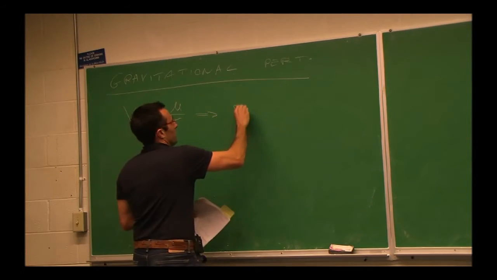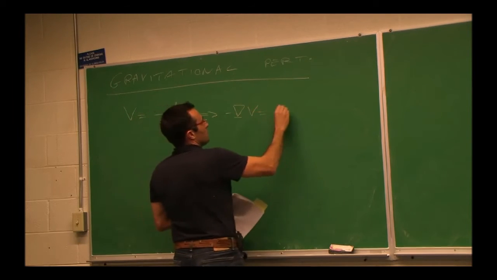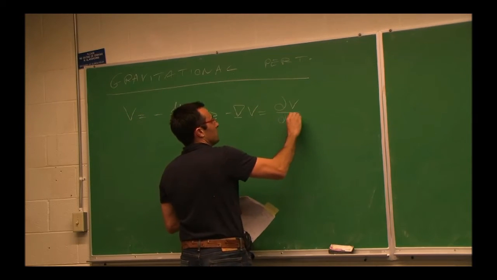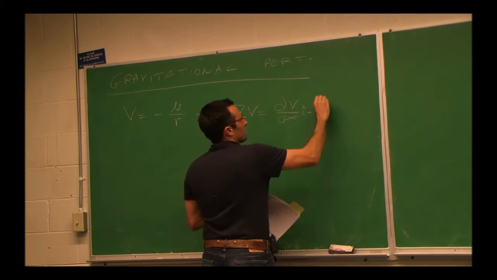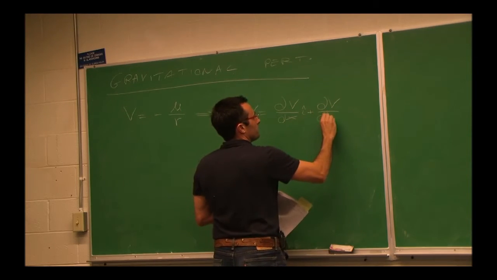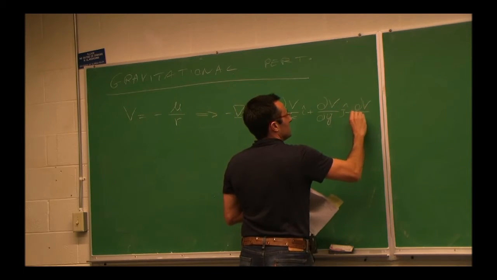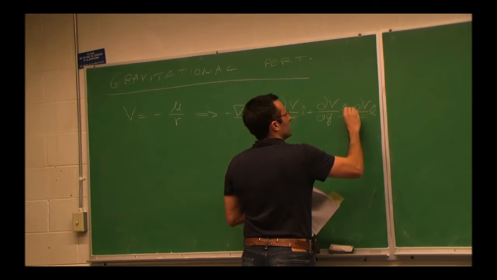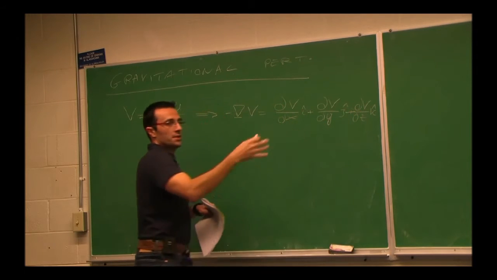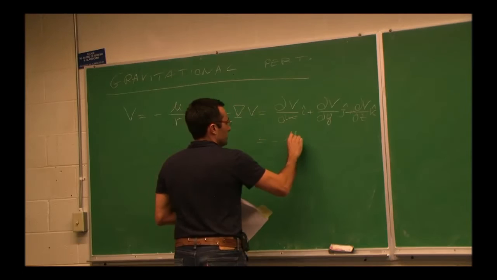And we said if I compute the minus the gradient of this, which is, by the way, partial of V with respect to x i plus partial of V with respect to y j plus partial of V with respect to z k, okay? I, j, k, x, y, z are ECI axes. We said this is going to give me my force.